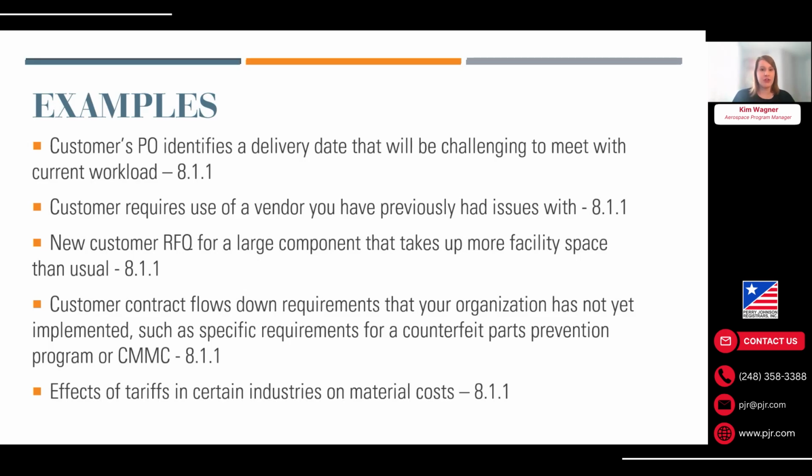A customer contract flows down requirements that your organization has not yet implemented, such as specific requirements for counterfeit parts prevention program or CMMC. So by taking on this contract, you'd have to implement these requirements that are new to your organization. That's a potential risk, right? Lastly, effects of tariffs in certain industries on material costs. This could potentially affect your purchasing process, right? So that's a risk related to the operational processes.